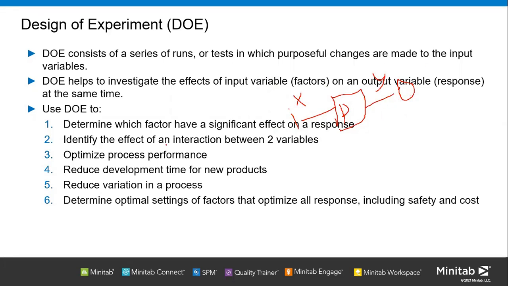Okay, so Minitab is used to determine which factor has a significant effect on your response. You identify the effect of interaction between two variables. You want to optimize the process performance. You want to reduce time for the new product. Maybe you want to reduce variation in a process. And then maybe you want to determine the optimal setting of factors that optimize all the responses, including safety and costing.